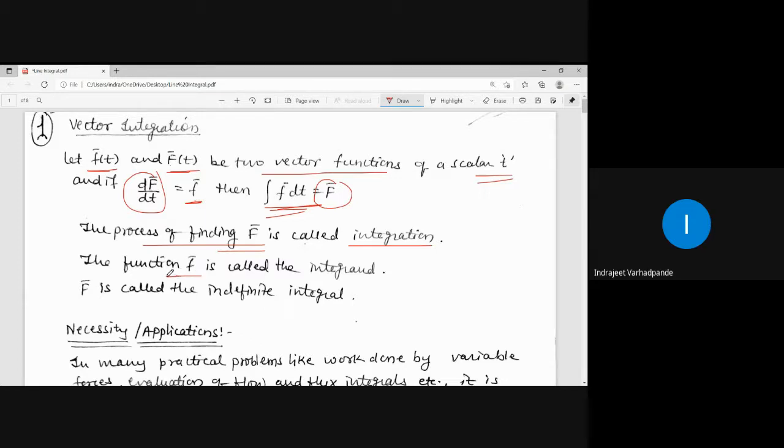The function f bar is called the integrand, and capital F bar is called the indefinite integral. In this case, the integration we are doing is not bounded by limits, and that is why it is called an indefinite integral. Small f bar, which is to be integrated, is termed the integrand.